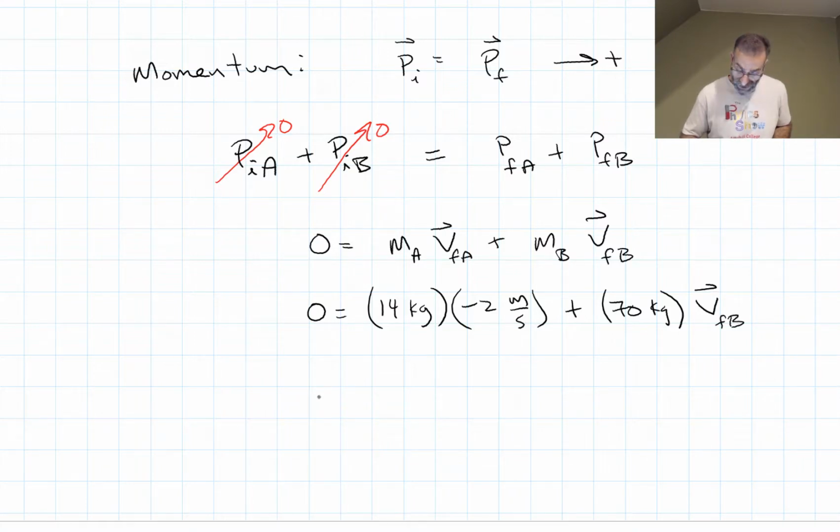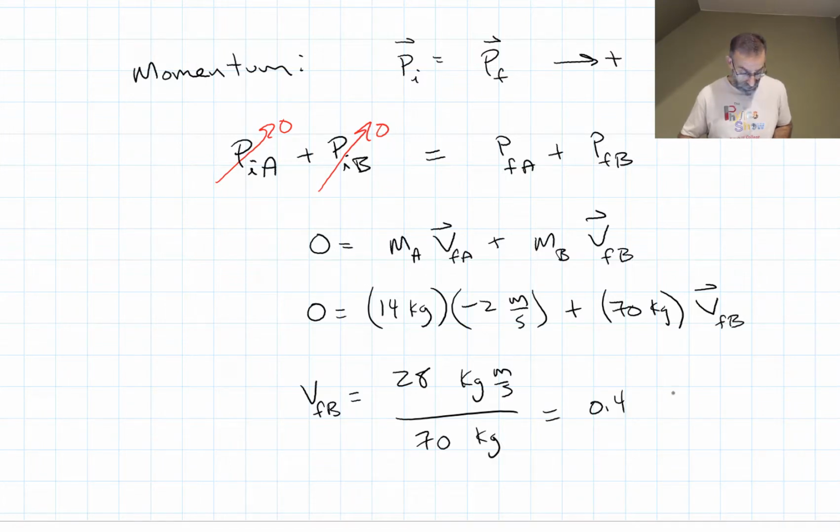And what we get here is that V final B is 28 kilogram meters per second over 70 kilograms, or 0.4 meters per second. And because it's positive, we know it's to the right.